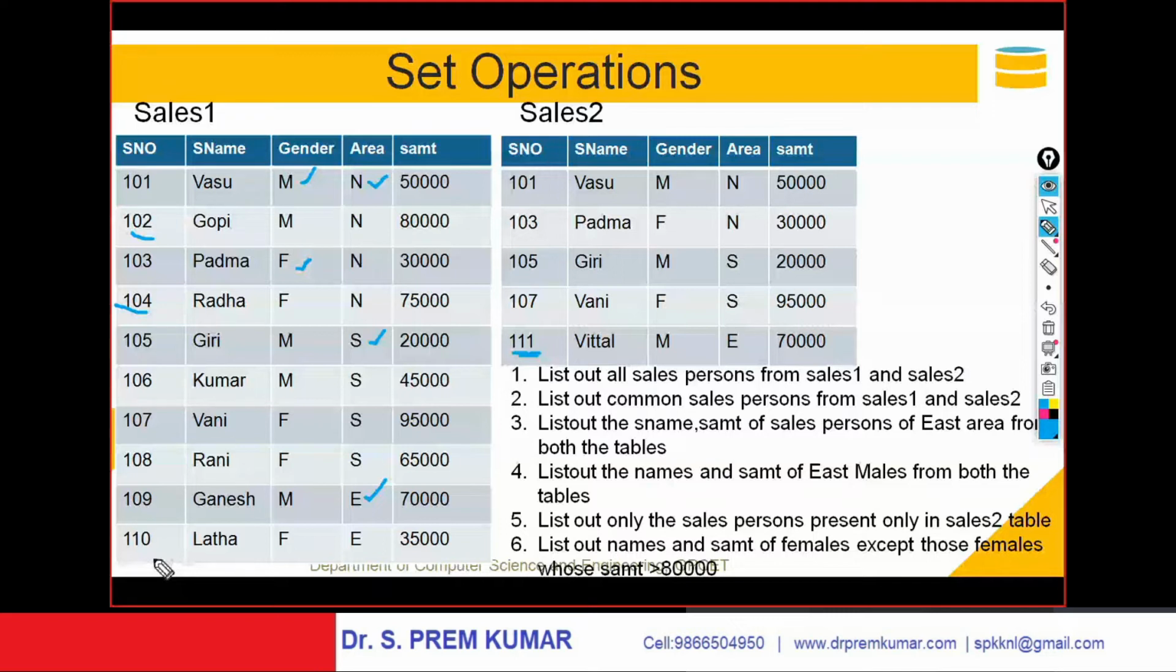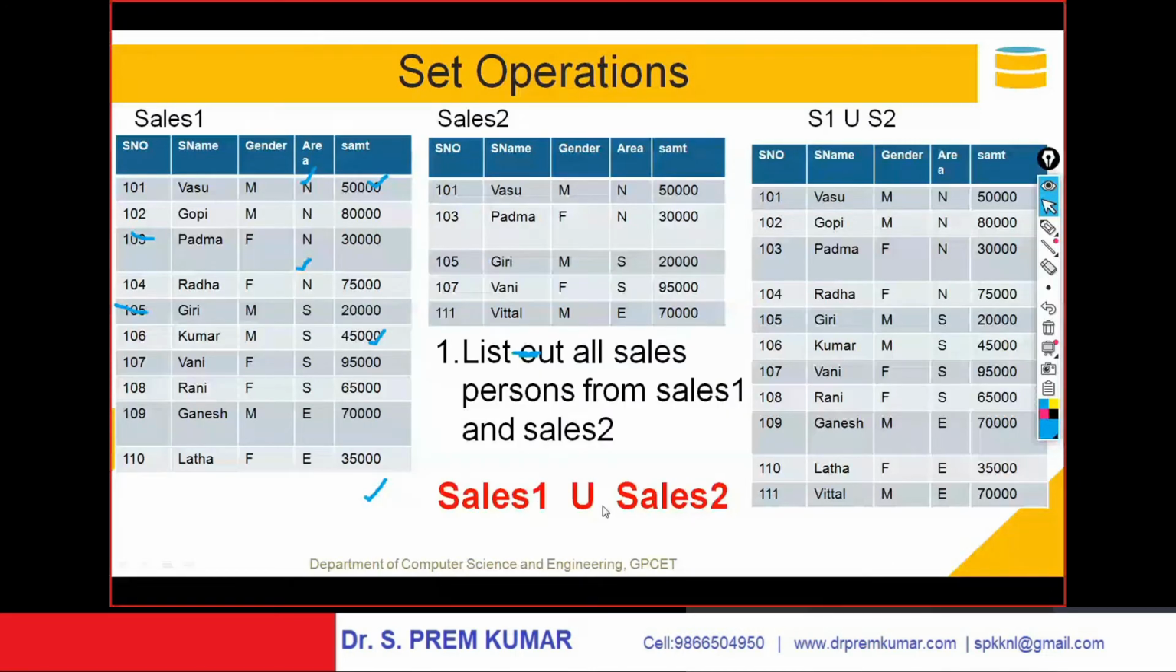List out all salespersons from sales 1 and sales 2. From this table as well as this table, you are asked to list out all salespersons. So I am using the union operation: sales 1 union sales 2. Observe carefully what I am doing. In the result, you will get the details of S1 as well as S2. You observe here, you got 101 to 110 and also you got 111, Vittal.